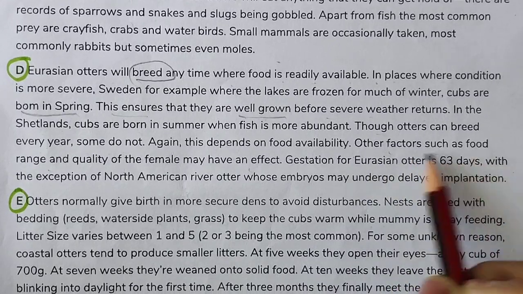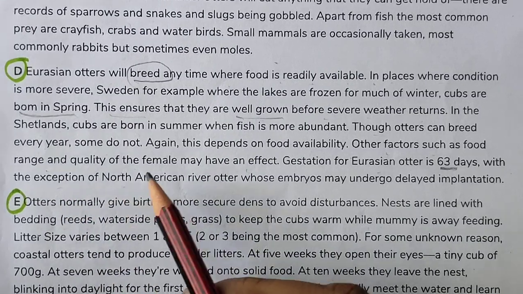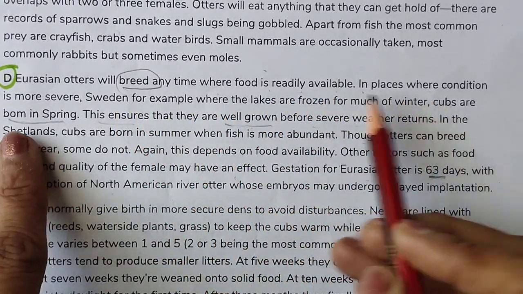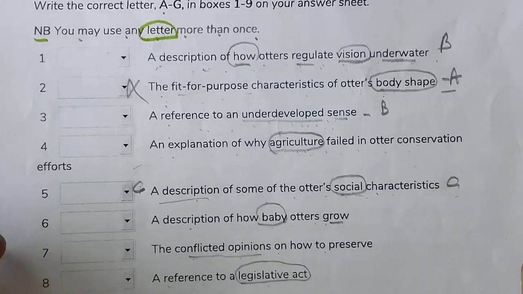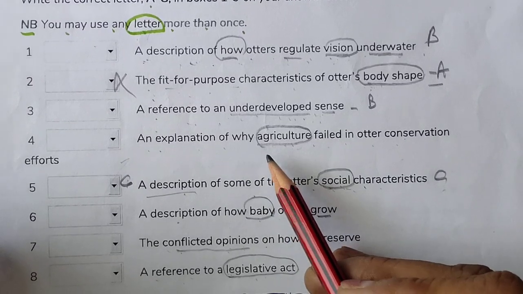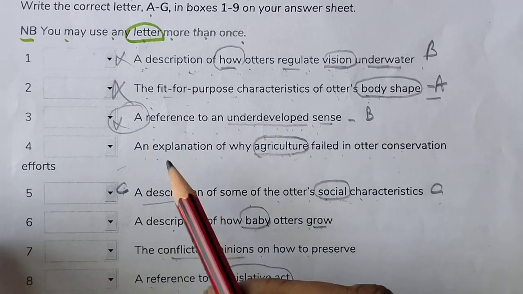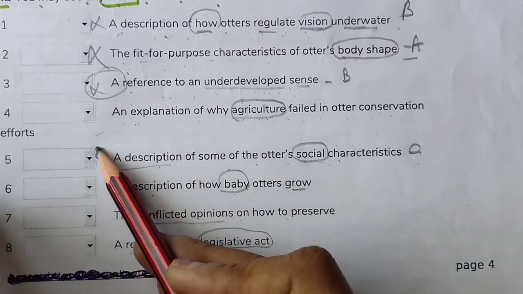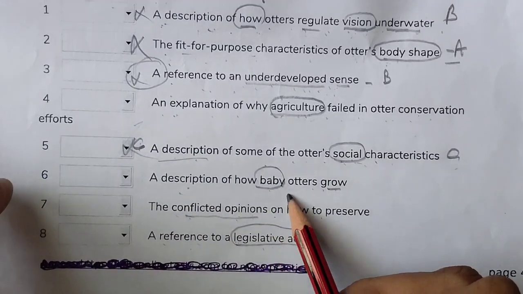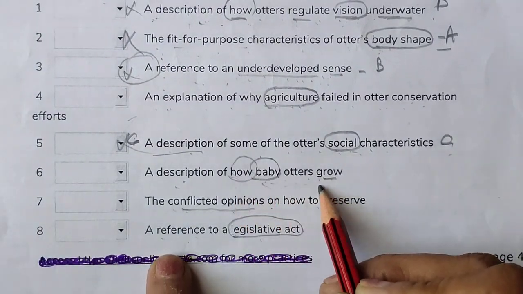Okay, other factors such as food, gestation, with the exception of the north, you can read it, where food is readily available. So this ensures that they are well grown before severe conditions. Why? So this we have done, this we have selected, although it is under doubt. An explanation of why agriculture failed, agriculture is also not there. Social culture we have also done. Description of how baby otters grow. So they are talking about embryo, baby, but how baby otters grow, this is not given.